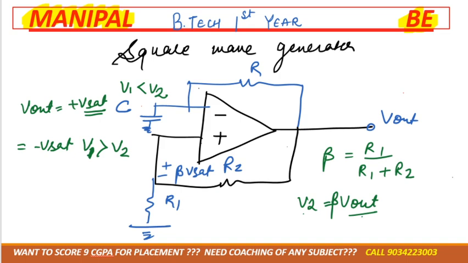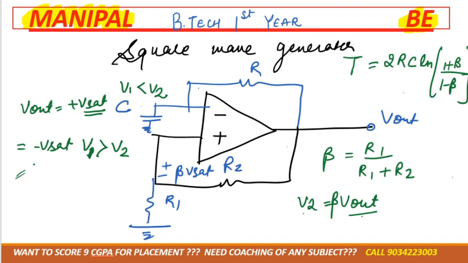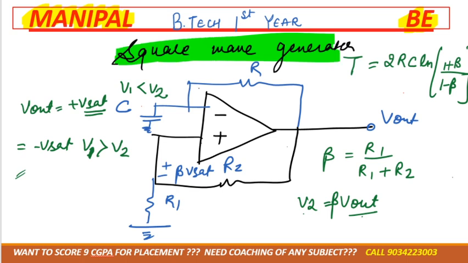Okay. Now sometimes they'll ask you the time period also. So time period will have formula 2 into RC ln of 1 plus beta divided by 1 minus beta. So you will have to remember these formulas, then you will be able to solve it. Read the square wave generator once, remember the formulas, get it direct from it.